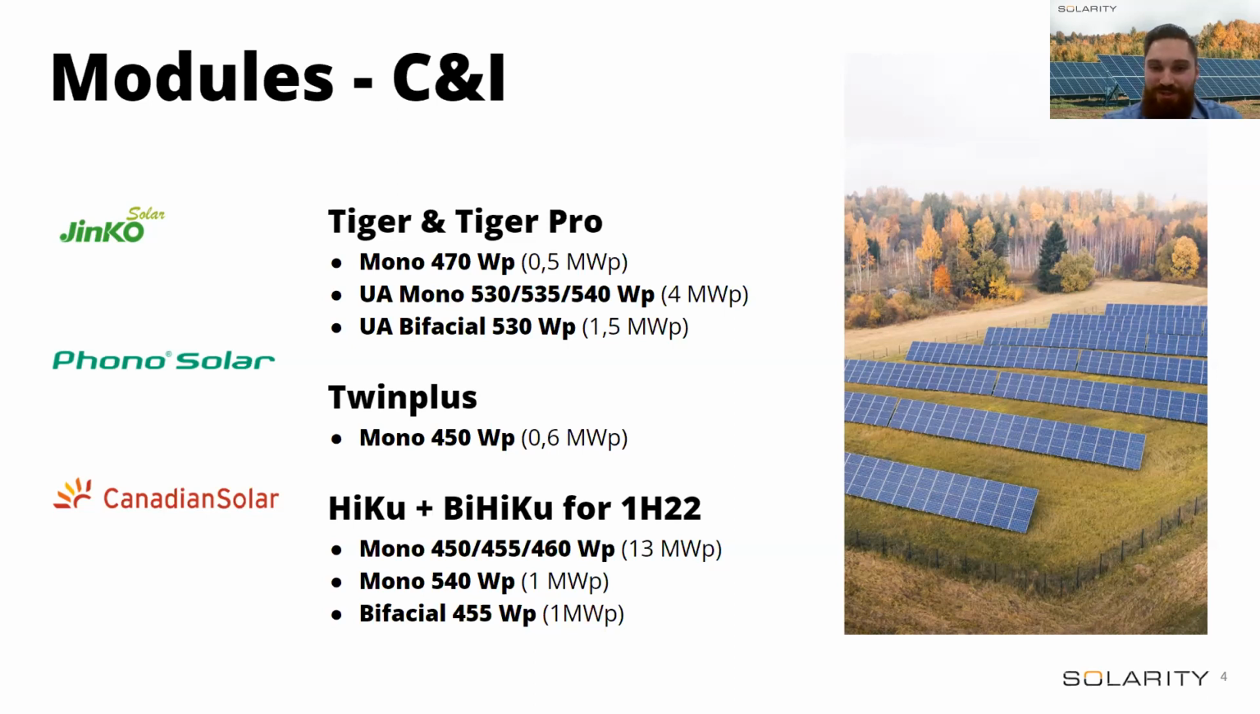We pre-ordered pretty much 13 megawatts right now, 450 up to 460 watt peak, and bigger one 540 watt peak, and also bifacial. We hear some demand from the market for bifacial modules for commercial segment and industry. It also makes sense for a rooftop installation when you have east-west installation. So from south side you have some reflection and some light. So it's a good solution also for rooftop.